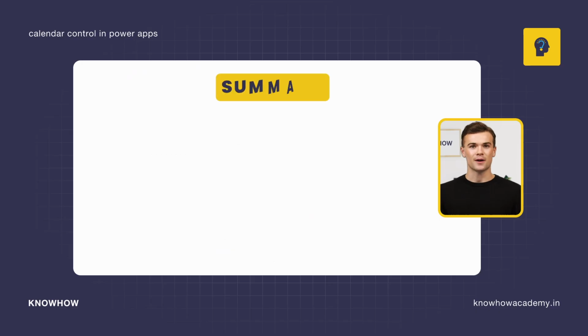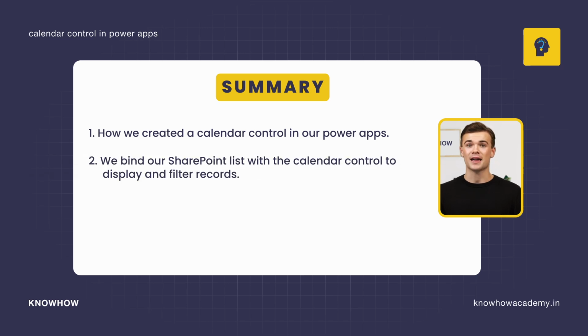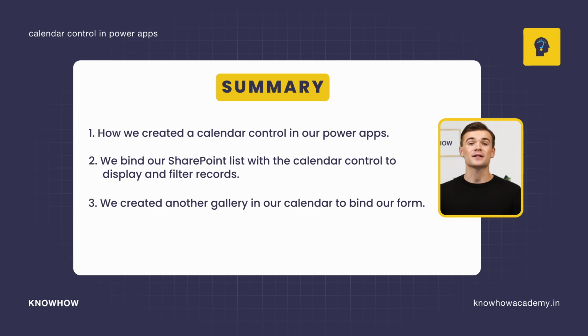So in this video, we learned how we can create a calendar control in our Power Apps. Then we bind our SharePoint list with the calendar control to display and filter record. And after that, we created another gallery in our calendar to bind our form.